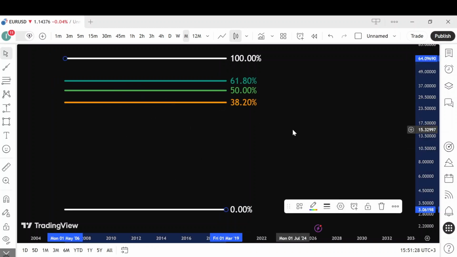Moving on to the next thing, that is how to apply the Fibonacci retracement tool.